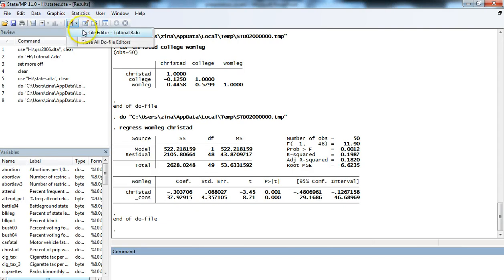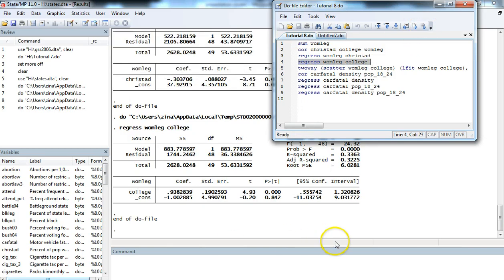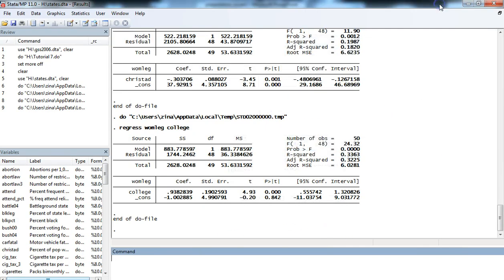Okay, let us now run a similar regression, but this time with the college independent variable. What this is telling us is that the regression coefficient is 0.94: for each percentage point increase in college, there is an average increase of 0.94 percentage points in the percentage of female legislators. Again, increase the percentage of college graduates by 1, and the percentage of women legislators goes up by almost 1 on average.